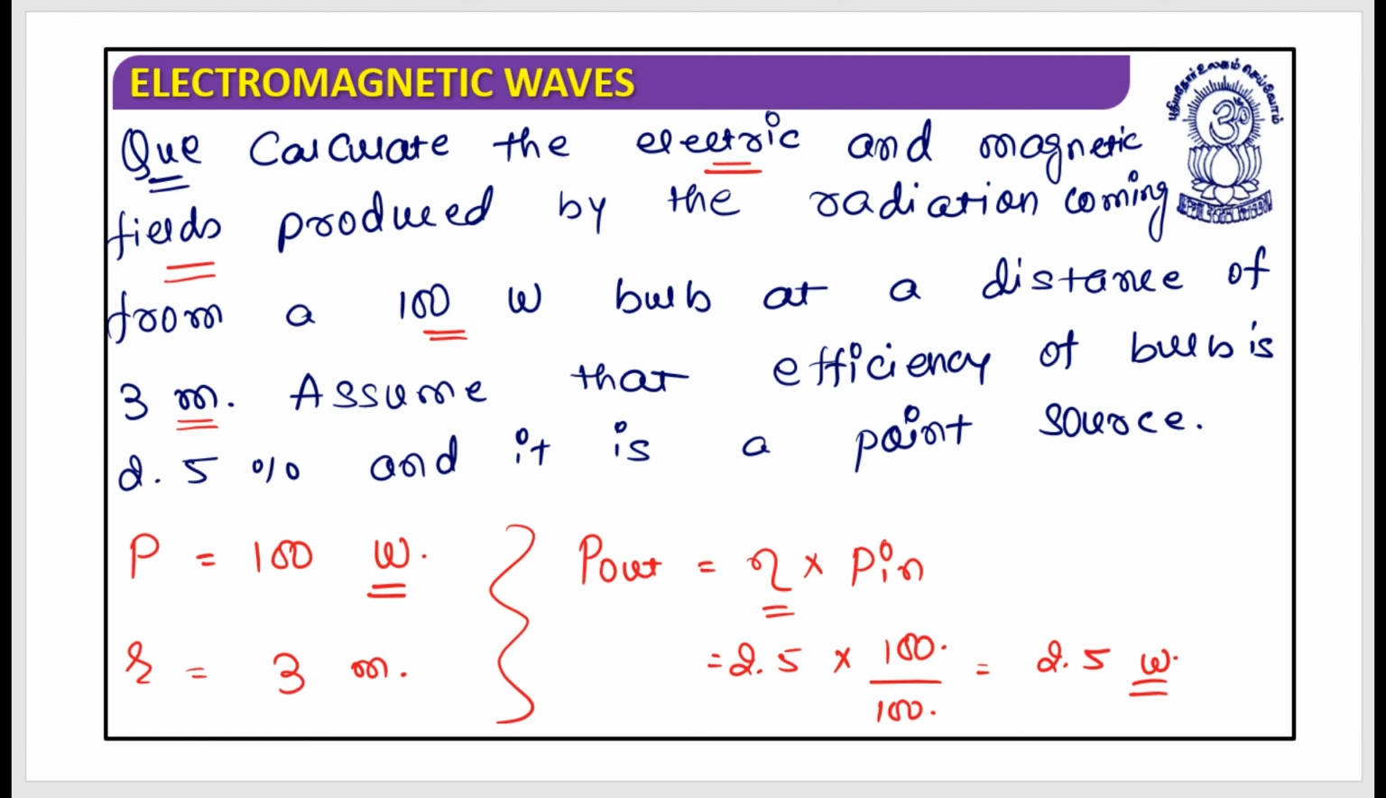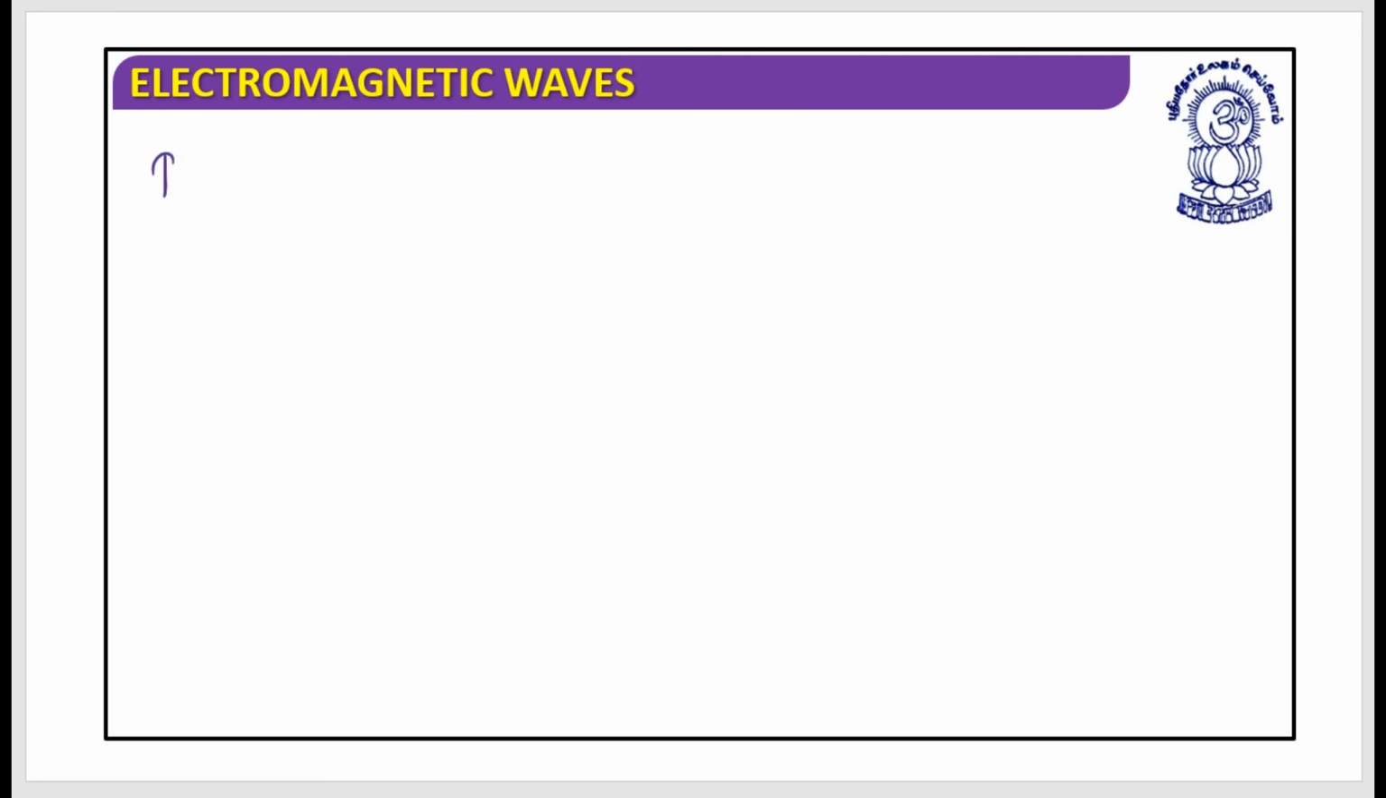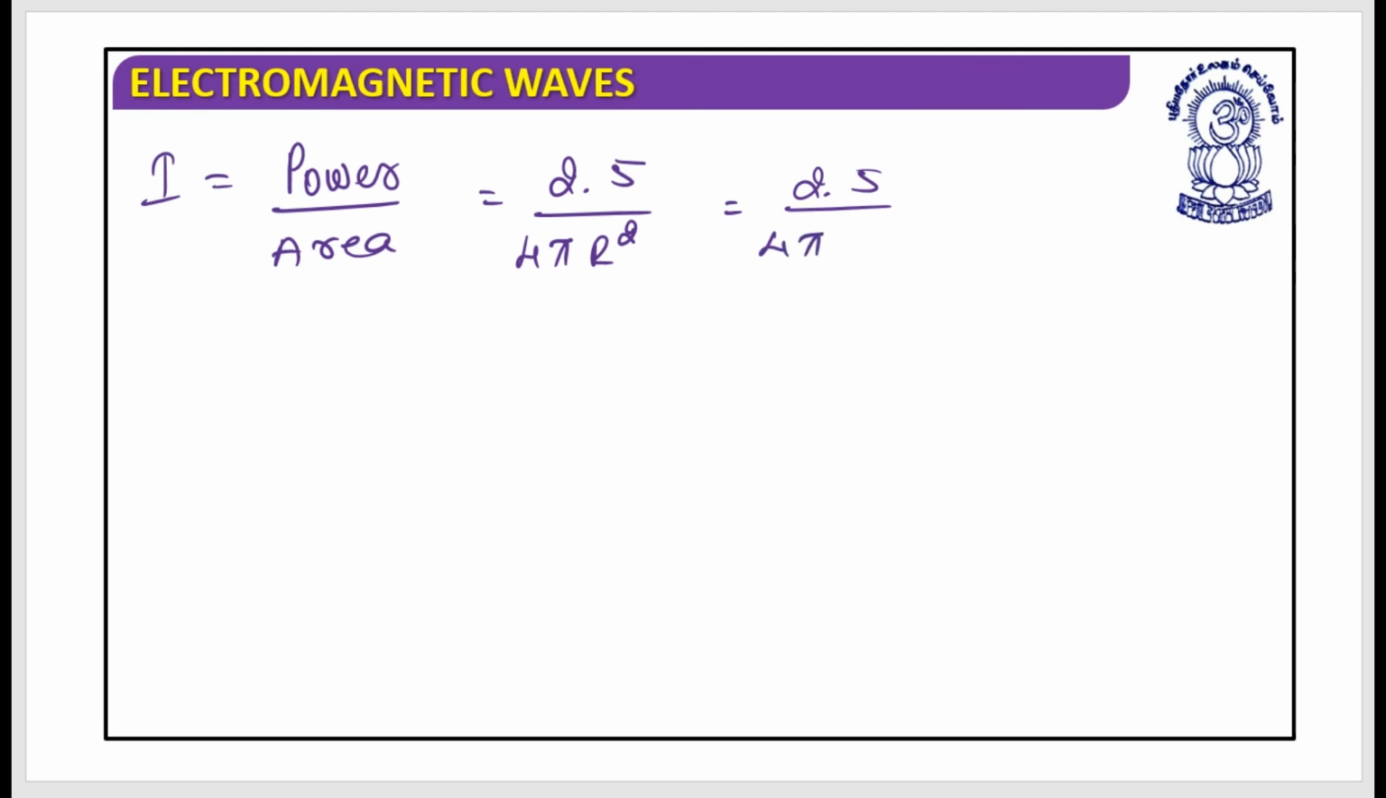So first let's calculate the intensity. Intensity equals power divided by area, which is 2.5 divided by 4 pi r square, so 2.5 divided by 4 into pi into 9. If I solve this, it equals 0.022 watt per meter square. This is the intensity available at a distance of 3 meter from a point source.